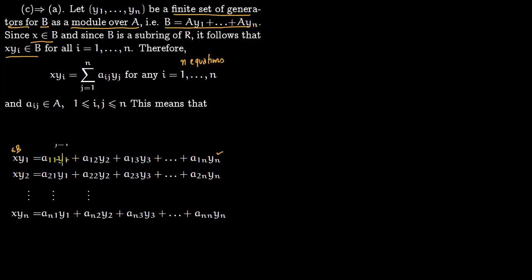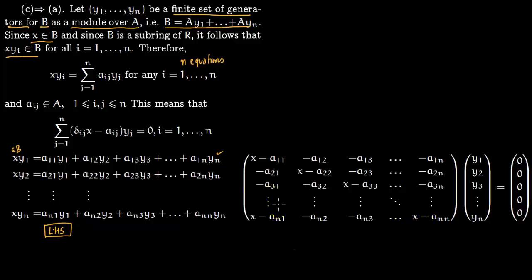Now we are going to take all these elements to the left hand side. Take this to the left hand side, take this to the left hand side. So once we take this, take everything to the left hand side. So all terms are taken to the left hand side. Then we can write this in a matrix form like this.